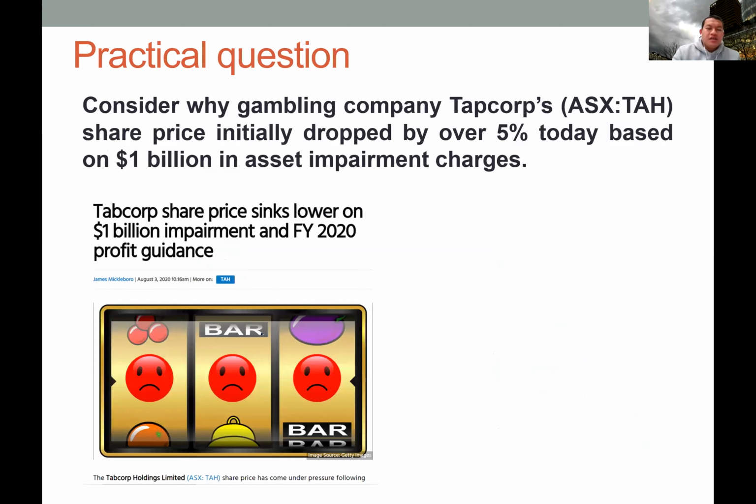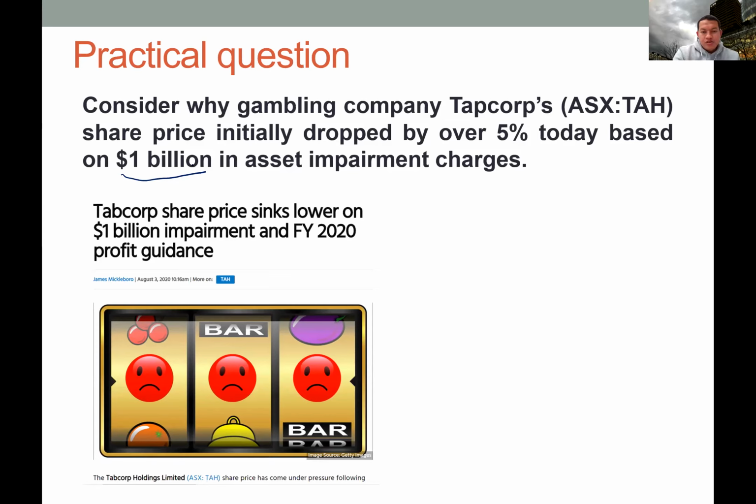So the last one is the practical question. This is not part of your homework, but it's to add more recent cases related to the topic. So we have a case of a gambling company, Top Corps. The company announced 1 billion of impairment, and suddenly the share price declined by 5%.